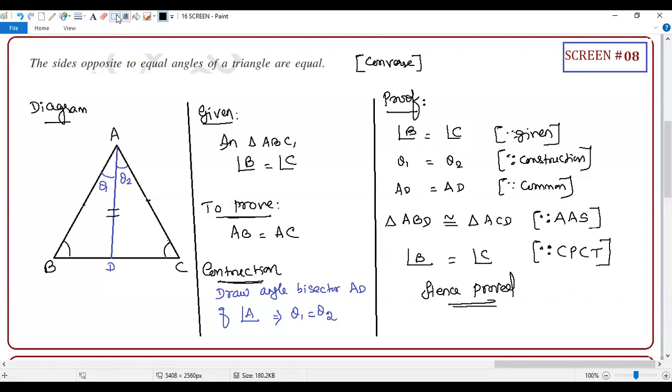And what is your CPCT now? There are three results: this side equal to this side, this angle equal to this angle, BD equal to CD. But I need only one result out of the three. First two letters equal to first two letters, second two letters equal to second two letters, first letter third letter equal to first letter third letter. According to what you need to prove, take that CPCT. Every problem will have the same thing. Happy or not?